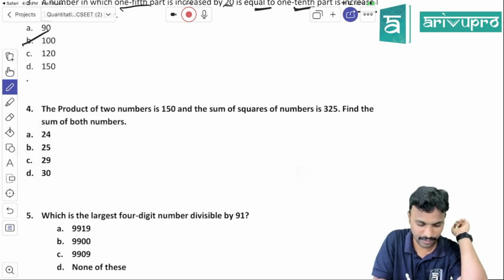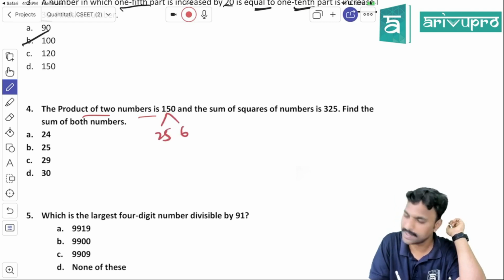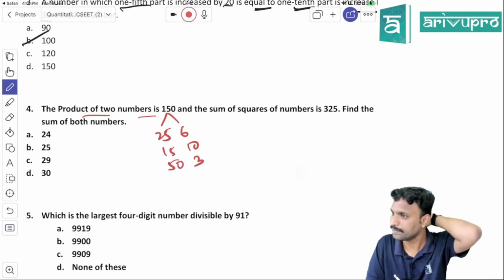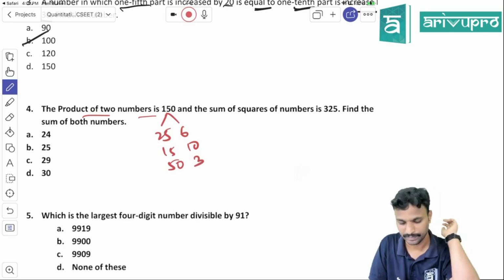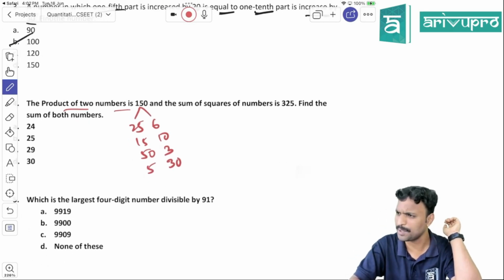The product of two numbers is 150. So what could be the possible numbers for product of two numbers 150? 25, 6, 15, 10. Anything else? 150, 50 and 3. 5 into 30. This is also possible. These are the possibilities.